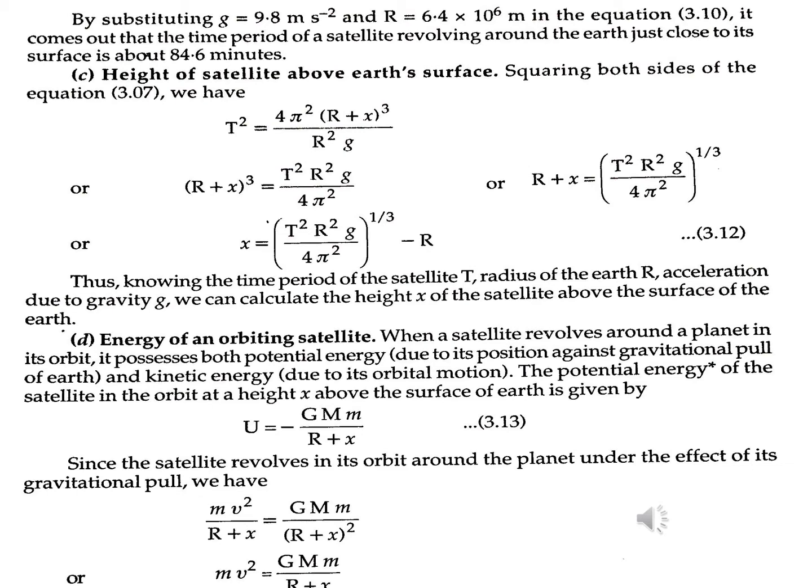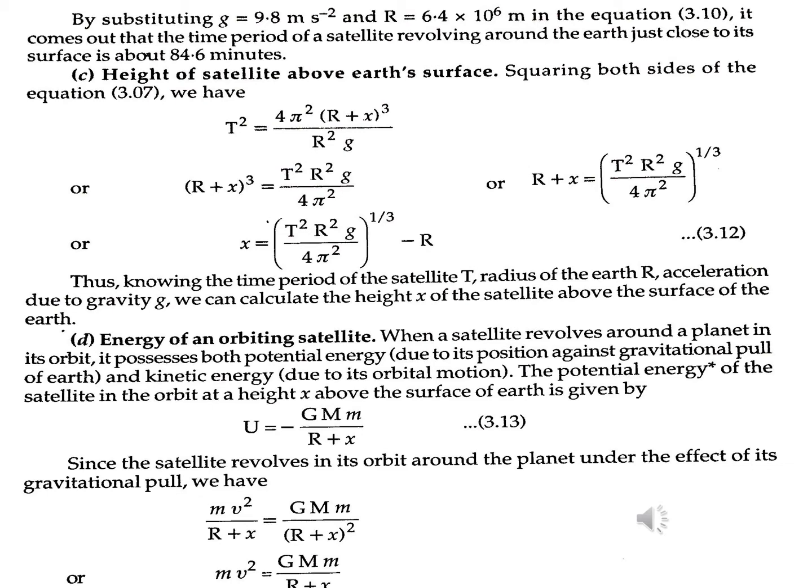Taking the equation number 7 and squaring both sides, we get t square is equal to 4 pi square (r plus x) to the power 3 upon GM. Here G is the gravitational constant, M is the mass of Earth, and r is the radius of Earth. Putting the value of GM as g r square, we get t square is equal to 4 pi square (r plus x) cubed upon g r square.